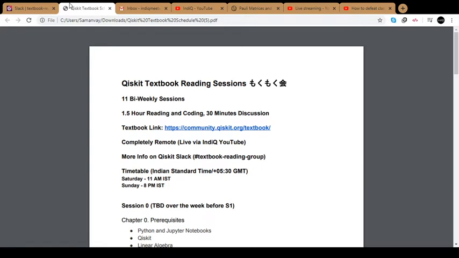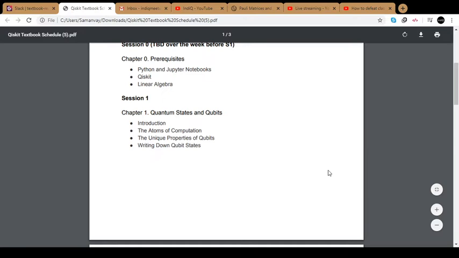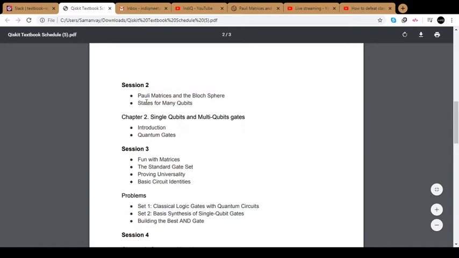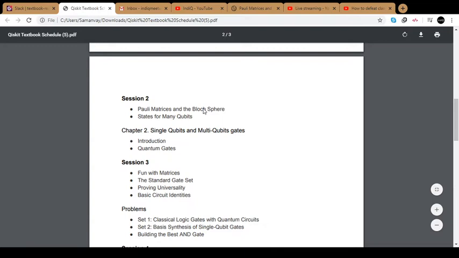Once again we are back, this is the second week and we will be covering the second session, which is the last two chapters of the first section of the Qiskit textbook, that is Pauli matrices and the Bloch sphere, and states for many qubits. We will be leaving these two parts from chapter 2 for tomorrow. And yeah, let's get on with it.